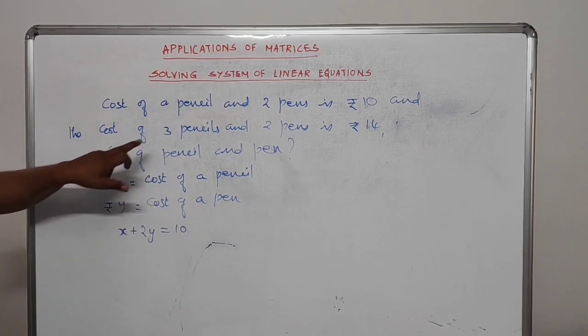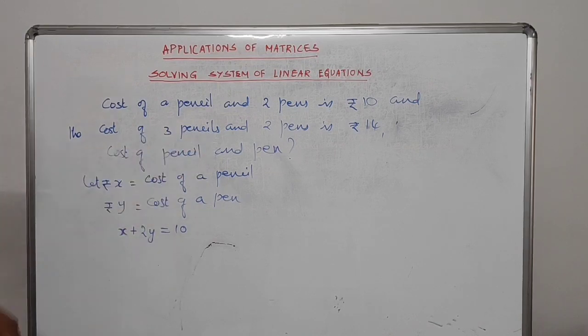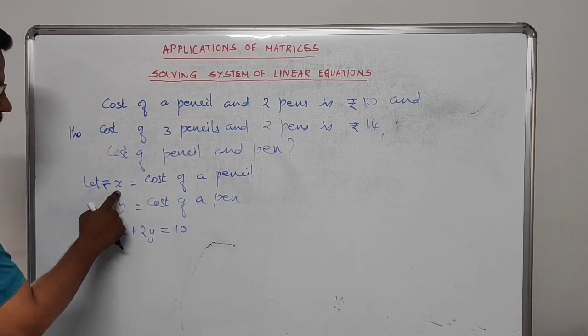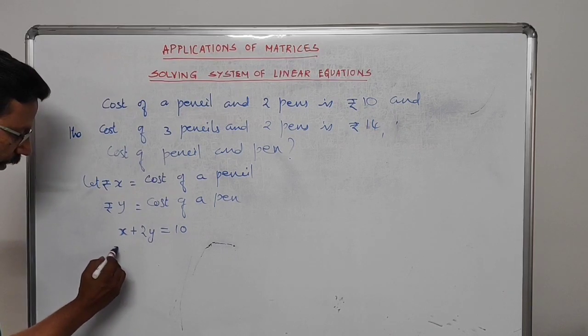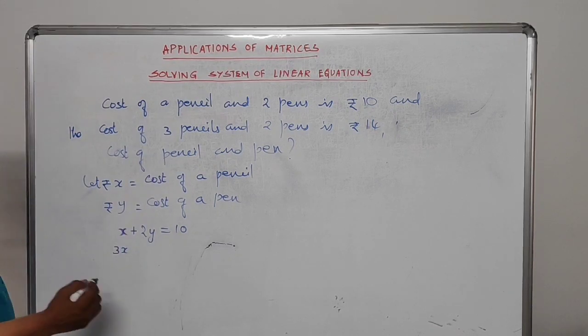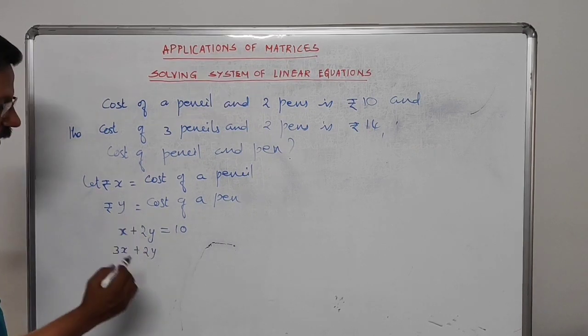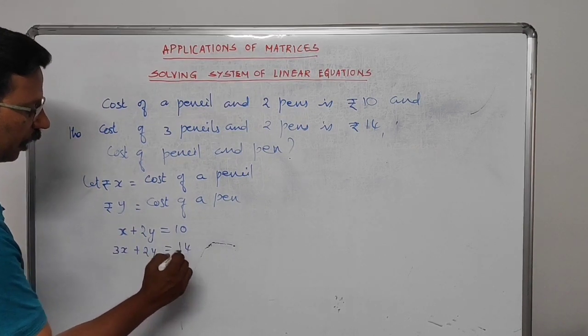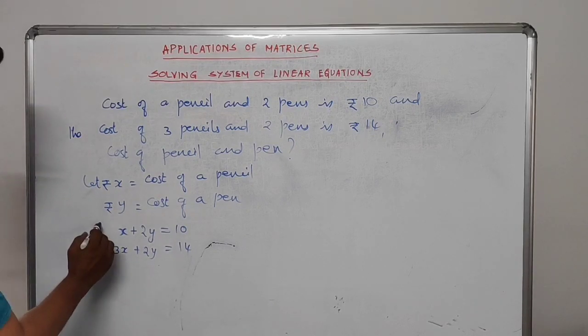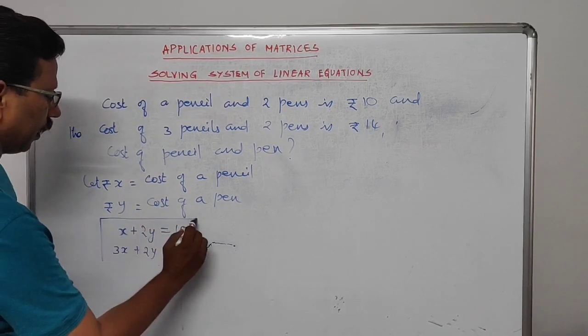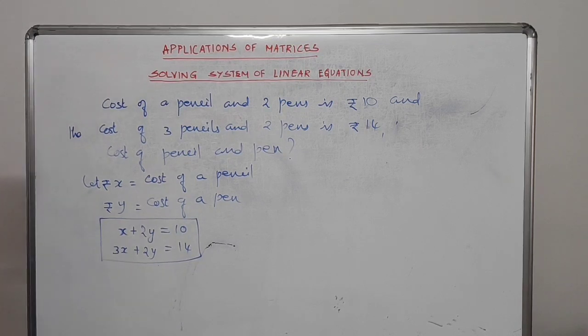Likewise, by the data, the cost of a pencil is x, so the cost of 3 pencils is 3x, and 2 pens means 2y. The cost of these two is equal to rupees 14. Now we have framed the linear equations.